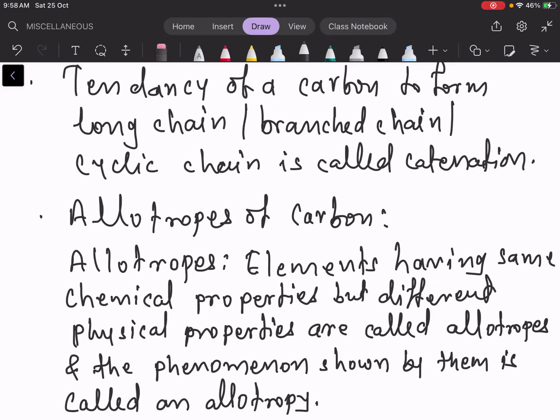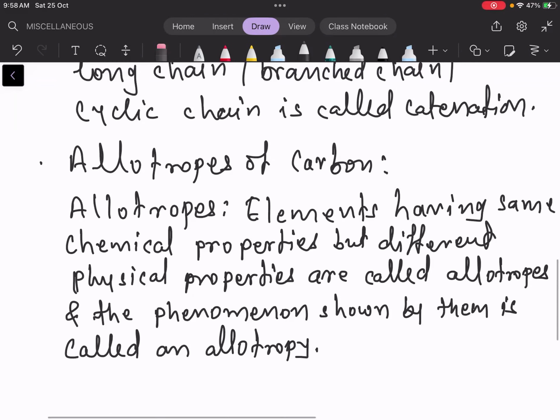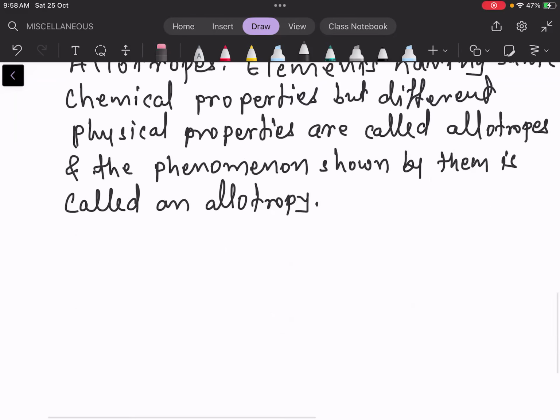So, elements having the same chemical properties but different physical properties are called allotropes, and the phenomenon shown by them is called allotropy. Carbon exists in three different allotropes. And we'll see this in the form of a distinguishing table.